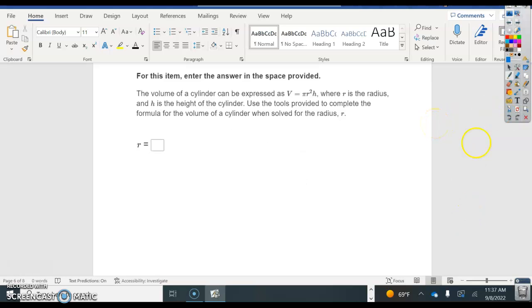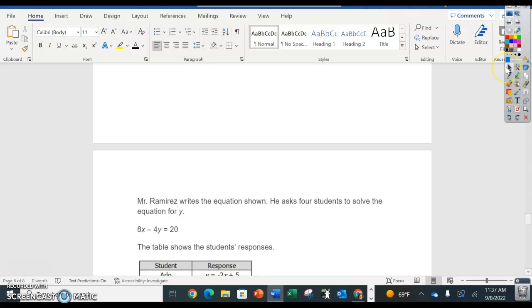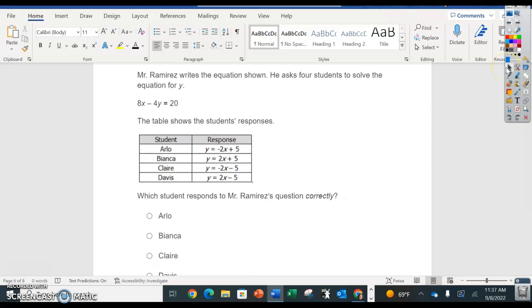Let's look at one more question if we have time. All right, Mr. Ramirez writes the equation shown. He asks for students to solve the equation for y. Which student's response to Mr. Ramirez's question is correct? All right, so which one of these is the correct way to solve for y? So you would subtract 8x from both sides first. Let's see if I can do that.